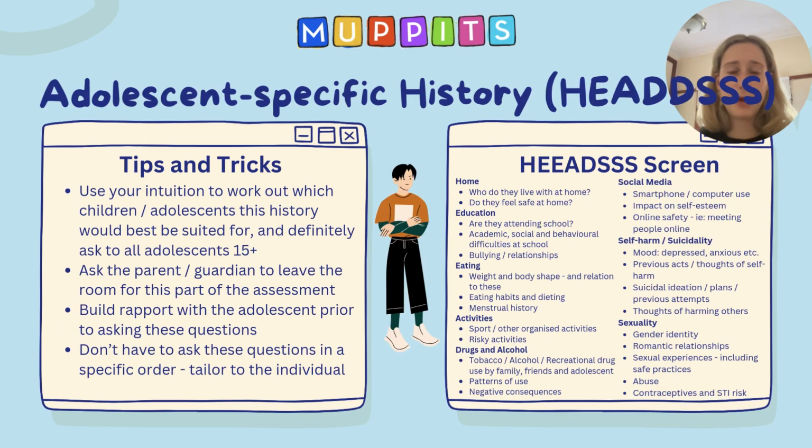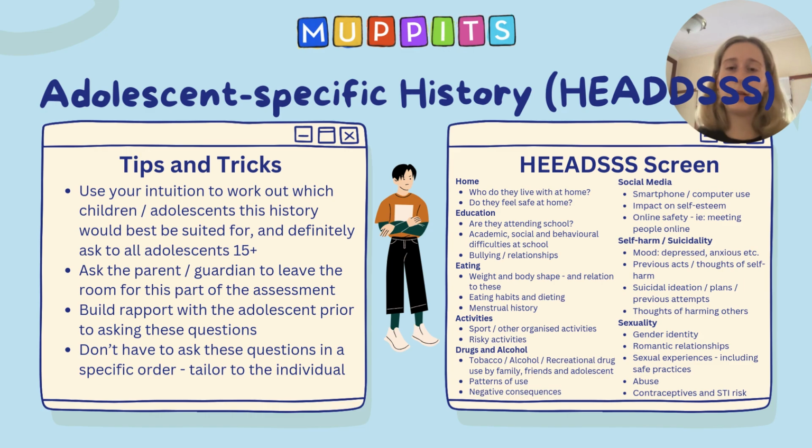Now I'll speak a little bit about the adolescent-specific history, or the HEADSS screen, which annoyingly has a couple of E's and 3 S's in it. But tips and tricks. There's no blanket age necessarily, but you've just got to use your intuition when you're speaking to this child or adolescent. Do I think that it would be best, for example, to ask the parent or guardian to leave the room and do the screen with them? Definitely do it for all adolescents 15 plus, though, I would say.